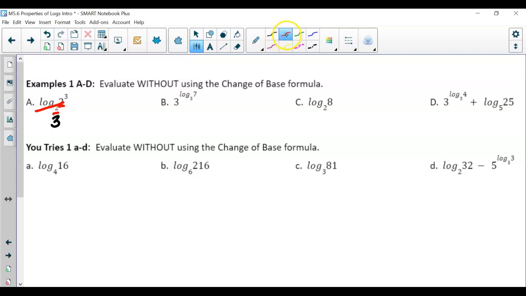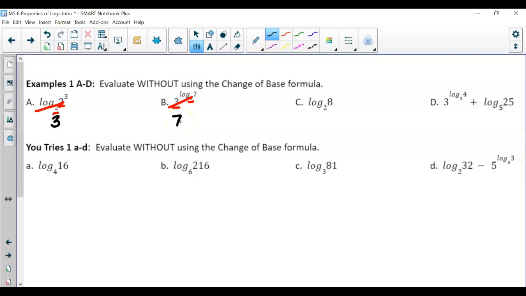And if it were written the other way, notice how I have an exponential, but then in the exponent it's a log. So if I have a base of 3 with that log, a base of 3, again, canceling out, the bases are the same, and I'm just left with 7.